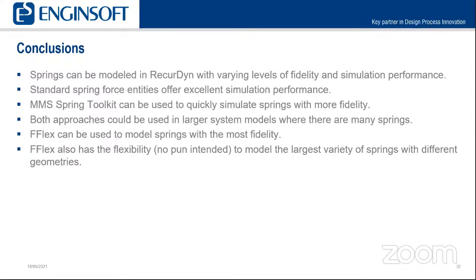Okay, and then I think we have a couple more questions. How long did the simulations take to run, Nelson? Yeah, sure. So the standard spring forces were very fast. They're like less than a second. The MMS type D simulations took around 4 to 6 seconds, depending on the RPM of the engine. And then the FFlex valve spring took between 18 and 50 minutes, again, based on the rotational speed. And for the FFlex torsion spring, that took about 6.5 minutes.